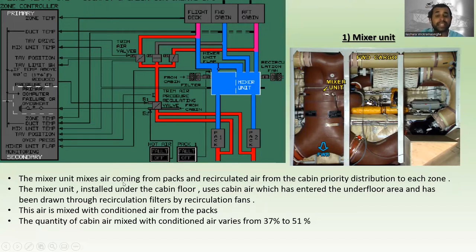The mixer unit mixes air coming from the fans and recirculated air from the cabin for priority distribution to each zone. You can see the air is coming from the fans and also from the recirculation fans. The mixer unit is installed under the cabin floor. It uses cabin air which has entered the underfloor area and has been drawn through recirculation filters by recirculation fans. You can see the recirculation fan and the recirculation filter. The recirculation air comes to the mixer unit and is mixed with the conditioned air coming from the fan. The quantity of cabin air mixed with conditioned air varies from 37% to 51%.